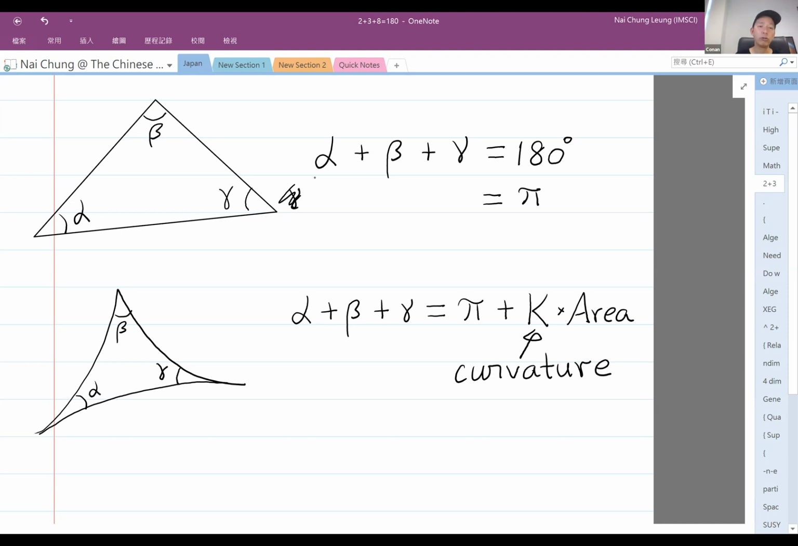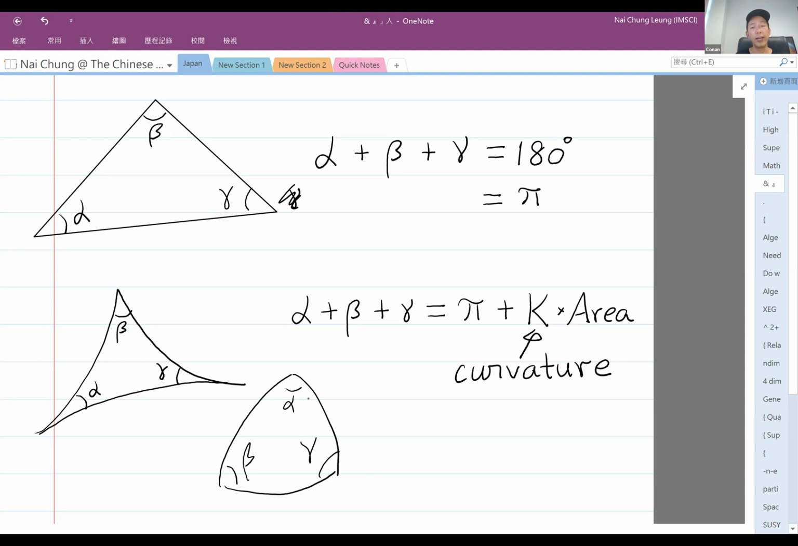Now, if you draw this triangle not on a plane but on a balloon or ball, it roughly looks like this. Then the sum of the interior angles will be bigger than pi. In fact, the sum of the interior angles depends on the area too, and it comes with this formula.